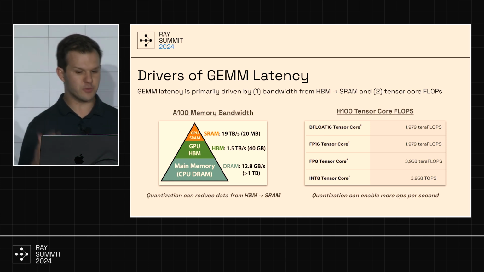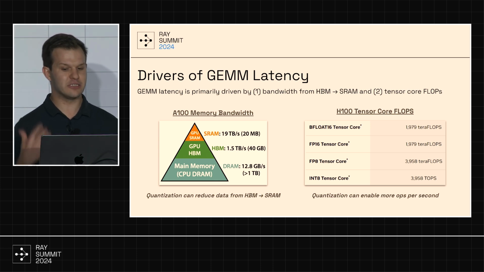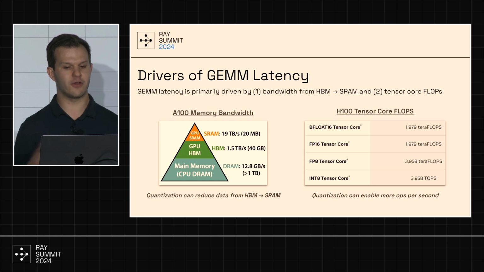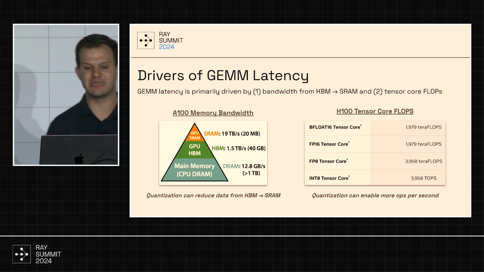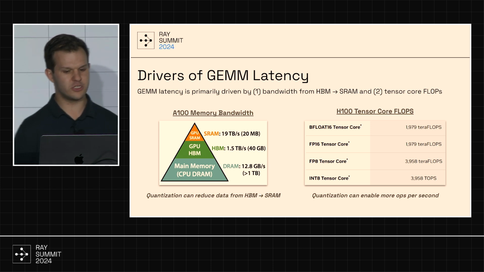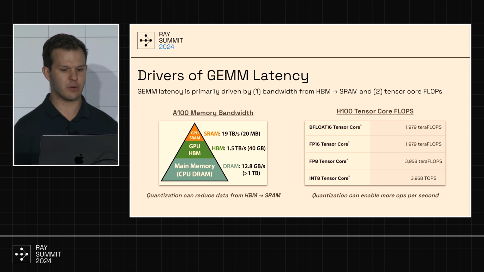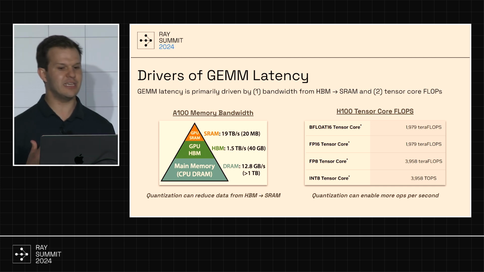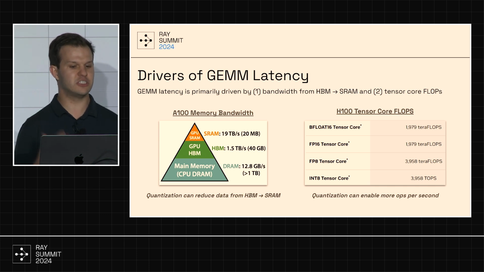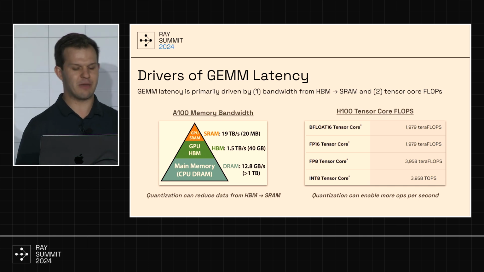And so on an H100, the FP8 and int8 tensor cores have 2 times the number of floating point operations per second that they're able to execute as compared to their FP16 counterparts. And so if the activations are quantized, we're able to use these lower precision tensor cores and increase the number of operations that we're able to do per second. So you can see how quantization can help both of the phases of a GEMM kernel: A, reducing the amount of data that needs to move through the memory bandwidth, and then in addition, increasing the number of flops that we're able to execute.